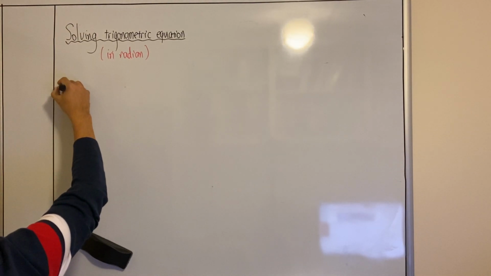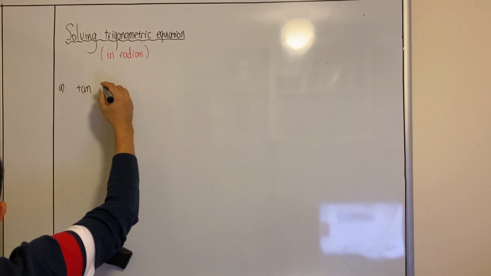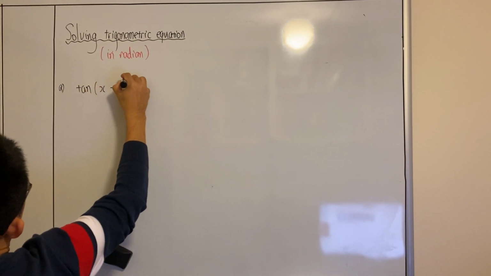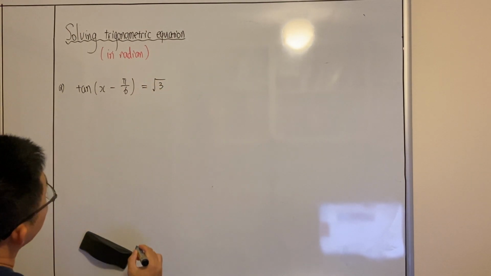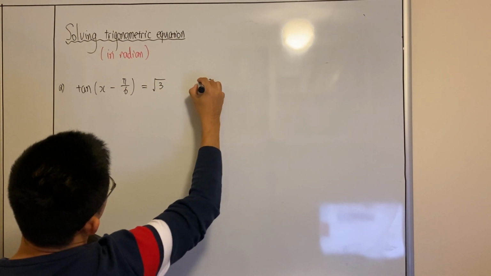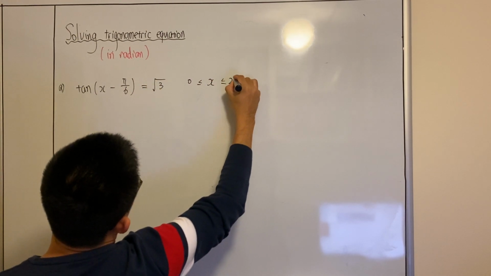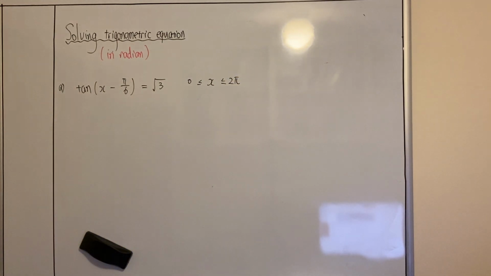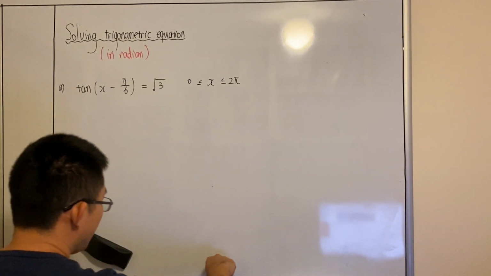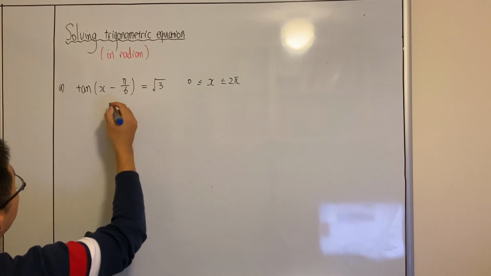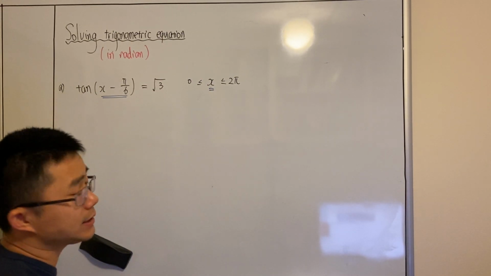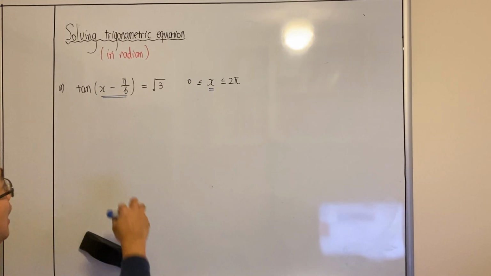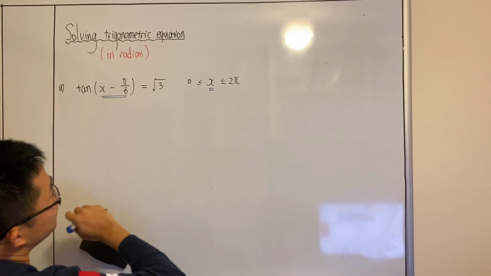Alright, so the first question I'd like to show you is tangent bracket x minus pi on 6 is equal to square root of 3, and the question asks you to find x between 0 and 2 pi. Now I hope you still remember from the previous lessons, the first thing you do is pay attention to what's inside this bracket. The domain of x is between 0 and 2 pi.